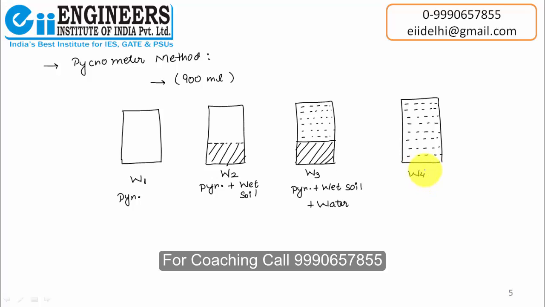Now we need to find the water content. We have already discussed that water content is the weight of water to the weight of soil solids. First we need the weight of water. I can write the weight of water as W2 minus W1 minus Ws. From the soil sample weight we have taken, if I subtract the dry soil, I get the weight of water. Let me take this as equation 1 and this as equation 2.